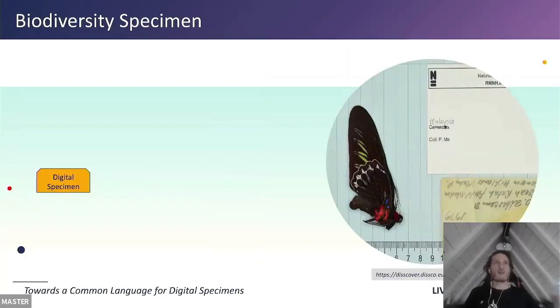Okay, let's start with a simple biodiversity specimen. How would we structure it? This is one of the butterflies from the Naturalis Lepidoptera collection, and we start with the digital specimen. So the digital specimen contains the top-level information.